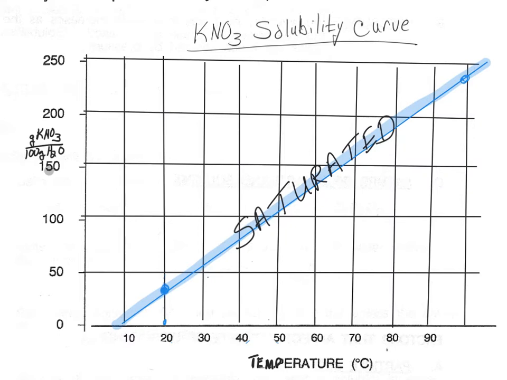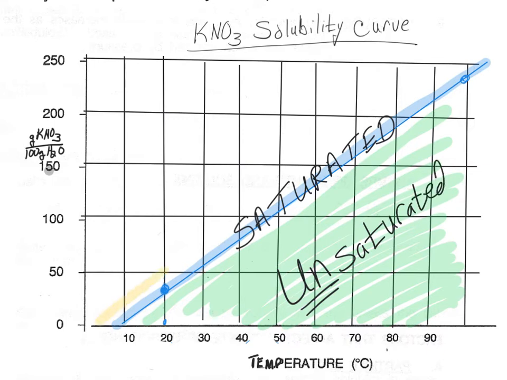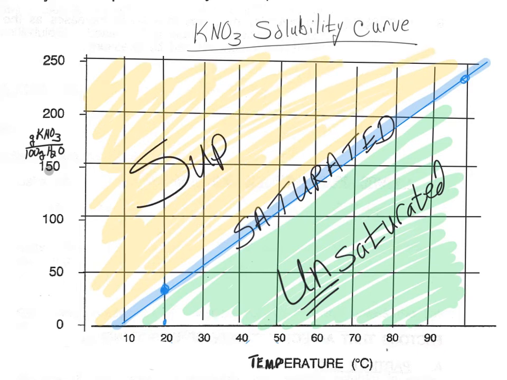Well, that depends on whether it falls above or below the line of saturation. If it's below the line of saturation, that means it has less than the maximum amount that can dissolve at that temperature, and it is unsaturated. On the other hand, if it has more than the maximum, which we see above the line, we will find that that solution is supersaturated.